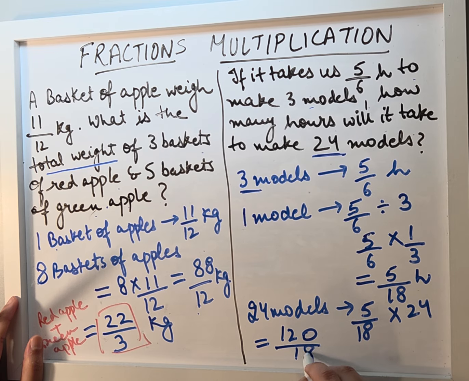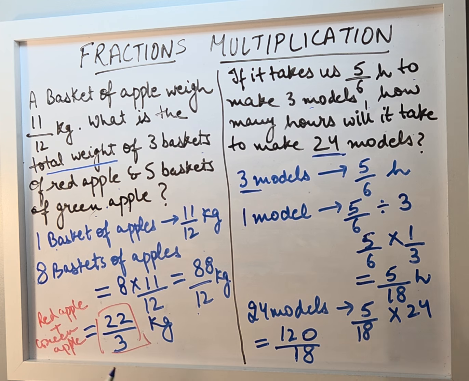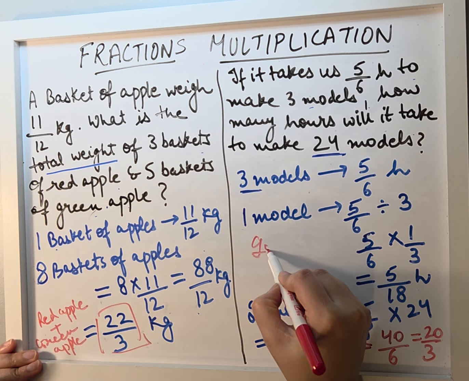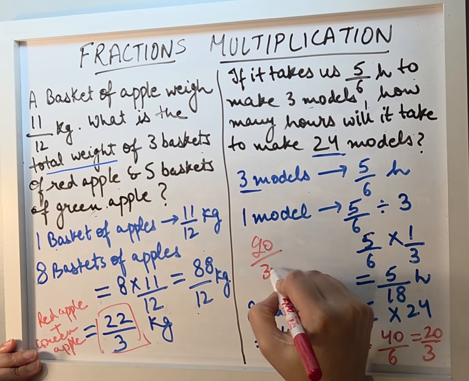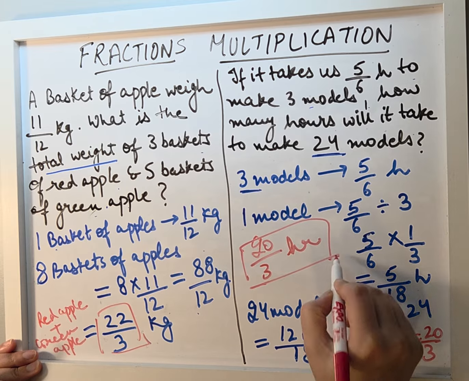Okay, divided by 18. Okay, so now can this be reduced further? Yes, they both are divisible by 2, or they both are divisible by 3 also. So if we divide it by 3, we get 40 by 6, and they both are even. It can be further reduced to 20 by 3. Okay, they both can be divided by 2. So 2 into 20 is 40 and 2 threes are 6. So our answer for this is, for 24 models it will take 20 by 3 hours.